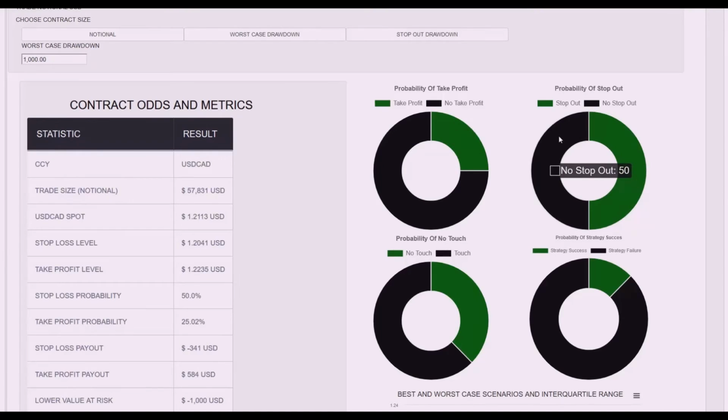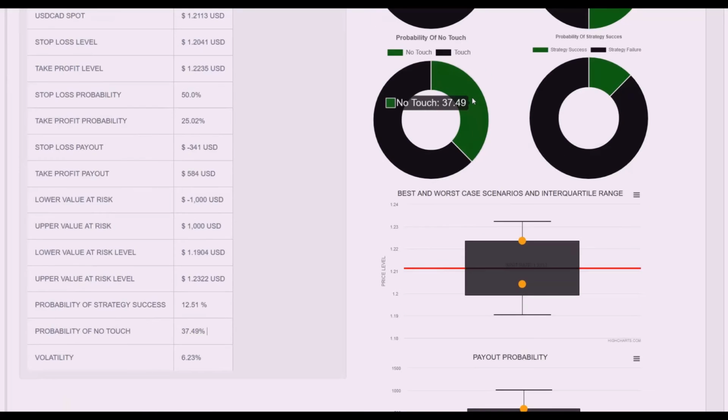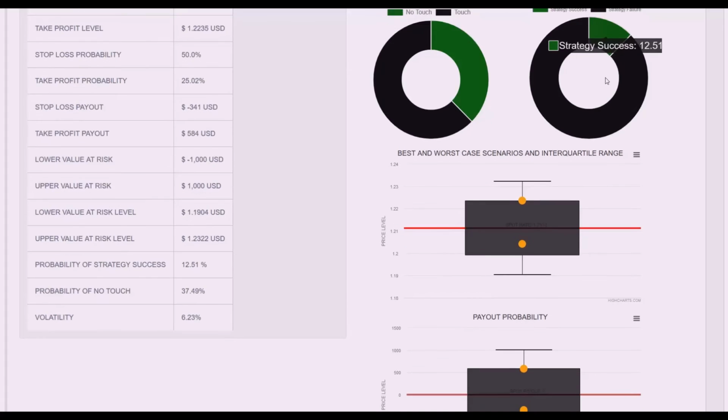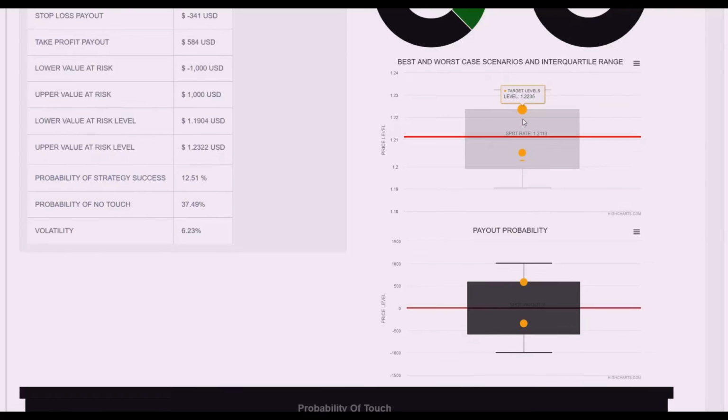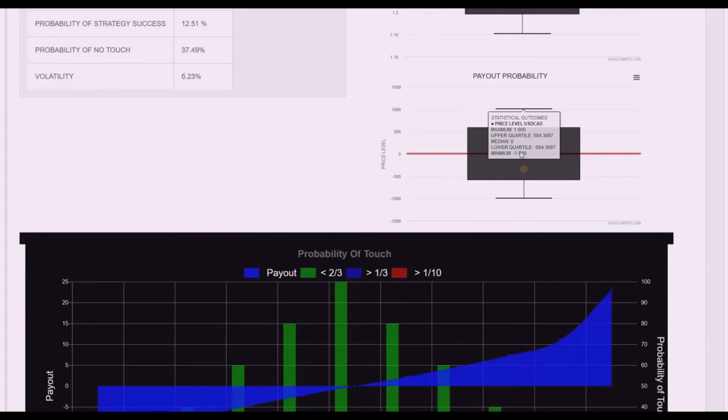Volatility Risk offers robust data visualizations. These include donut charts, which describe the probability of our stop loss and take profit levels touching, as well as neither level touching and a strategy success, as well as a box plot which shows our best and worst case scenario, our interquartile range, and then shows our stop loss and take profit in relation to our expected distribution.